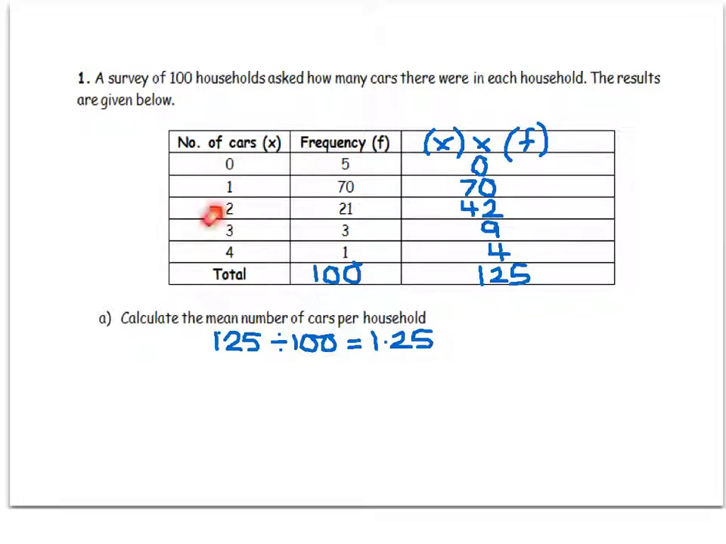Notice the mean's always going to be somewhere around these numbers here, so if you've got anything that's not between 0 and 4, you should be able to tell that that's going to be incorrect, and it's usually going to be somewhere around the middle, which 1.25 kind of is, but here notice most of the data is in 0, 1 and 2, so you'd expect the mean, the average, to be somewhere around 1, which is what we've got.